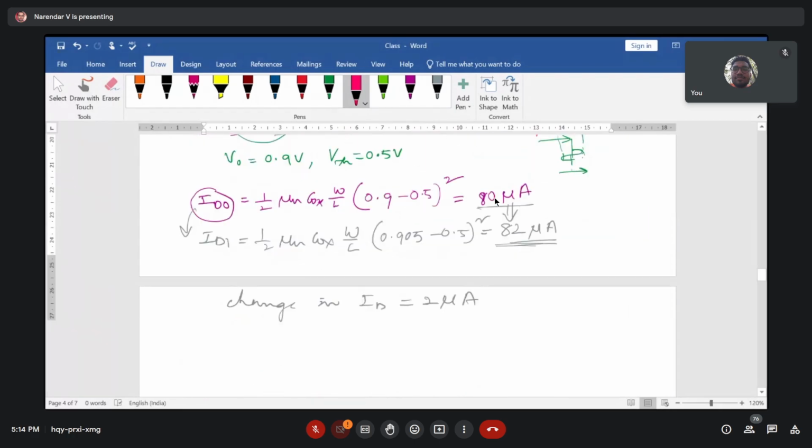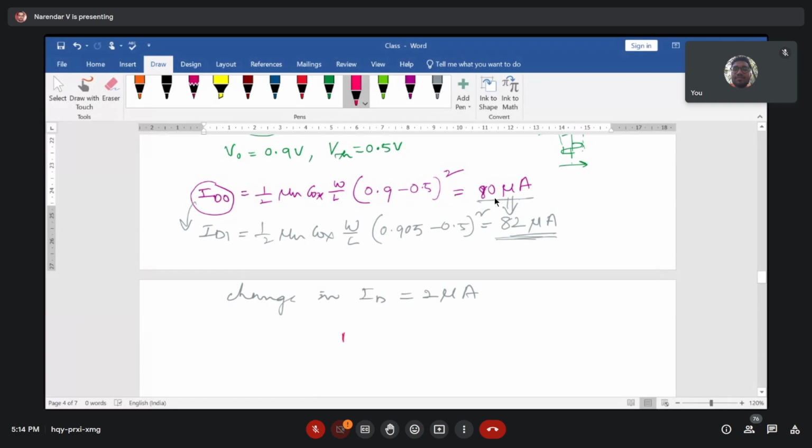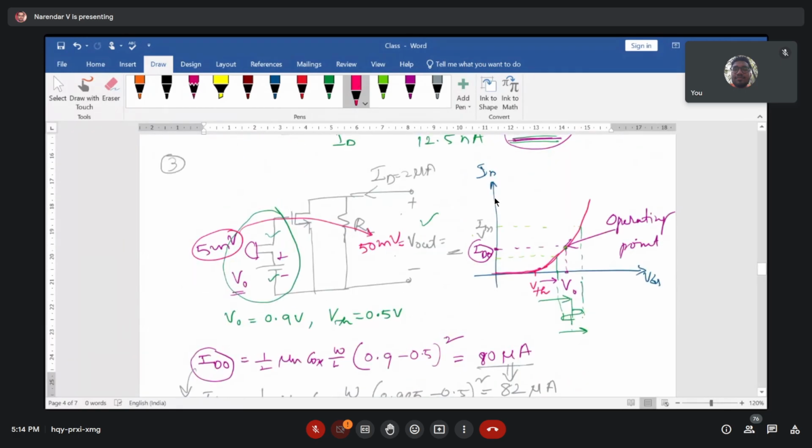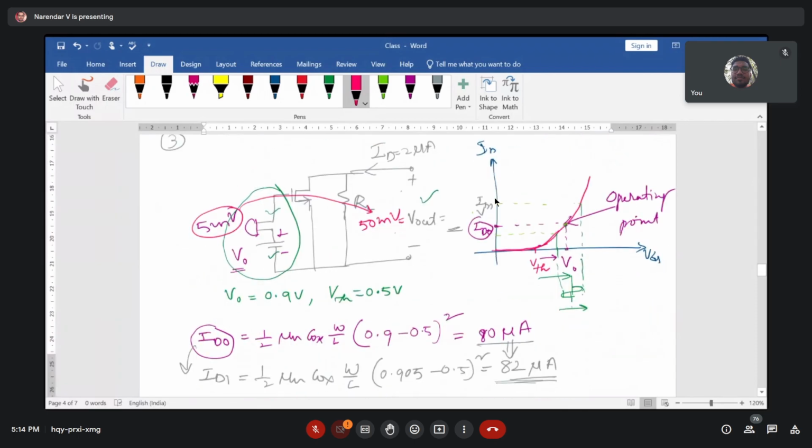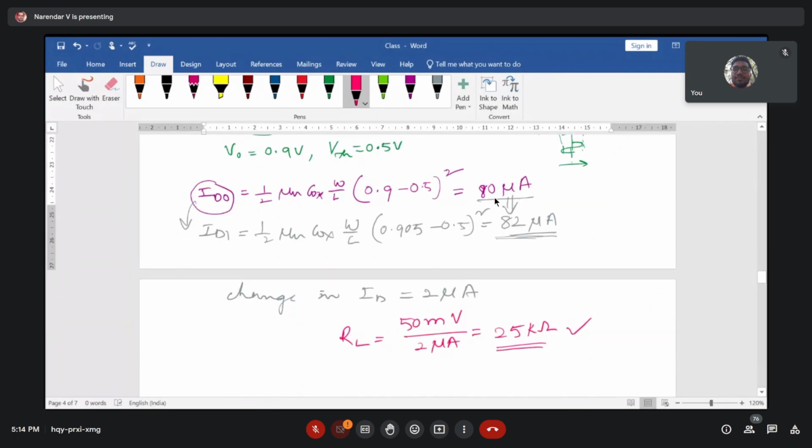So to get that, what is the resistance value required? So the RL value required is equal to V out, which is 50 millivolts, divided by 2 microampere of current. So it turns out to be 25 kilo ohm, right? So here the resistance value is 25 kilo ohm. In the previous attempt, we got the RL value equal to 4 mega ohm. What can we notice from these three attempts?